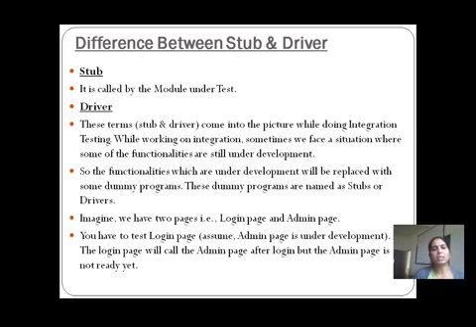Then it means that some of the functionalities of module B are still under development, and we face the situation that we need to test module A, but the module B development process is not completed yet. So both the modules are dependent on each other, and we need to test module A, where some of the functionalities of module B still remain for development.